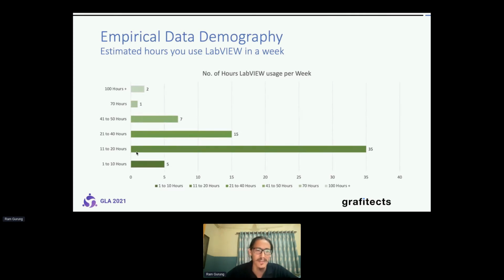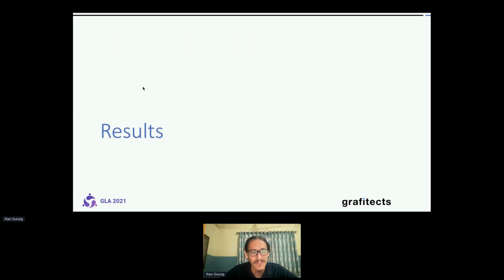This is just an assumption, but as you can see, there are a few people who actually put in more than 100 hours. This is actually mind-boggling and quite awesome. So hats off to them. Hardcore LabVIEW programmers. Now, that was the demography.